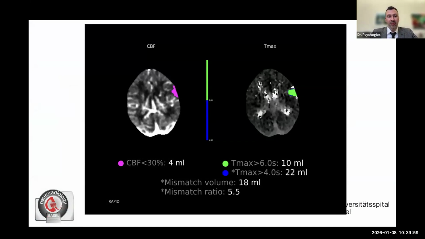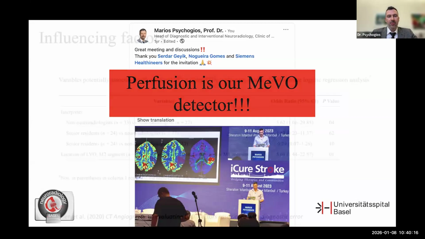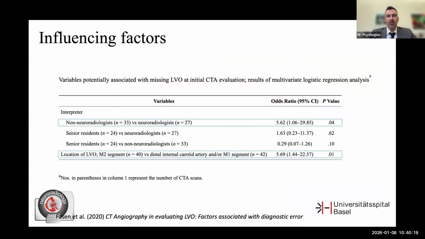I've been talking about those maps for a lot of years, right? You have seen those. If you haven't, I can prove it with some social media posts that I have posted in the past. I've always said, for us here in Basel, perfusion is our MIVO detector, and we use it 24/7. We always do perfusion for our patients. And I think that was one of the reasons why we were detecting so many MIVOs during the distal trial and then also randomizing the patients.